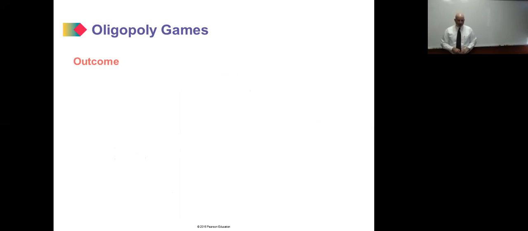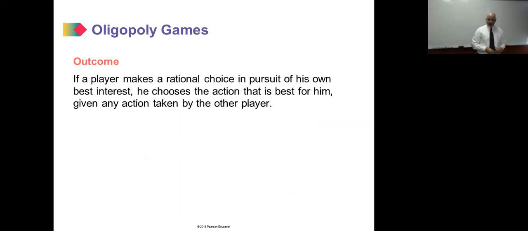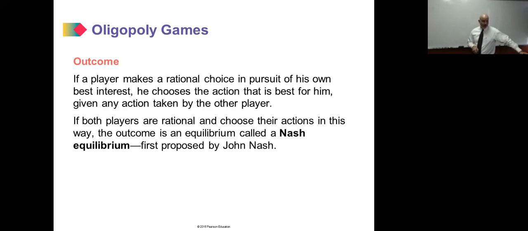Now the outcome: if a player makes a rational choice in pursuit of his own best interest, he chooses the action that is best for him, given any action taken by the other player. I just opened up the Nash Equilibrium, first proposed by John Nash, which states that players are rational and will choose actions in this way. We're going to choose actions that are best for me, given any action taken by you. So Bob's going to act in his own self-interest.